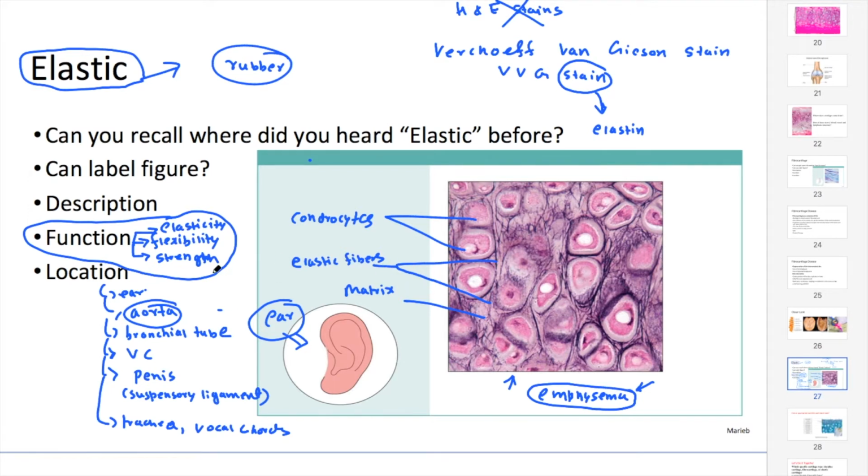But the idea here is elastic fibers are widely distributed like other fibers also, and these elastic cartilages basically form the framework. And what I mean by framework is that in some places they're really needed, wherever you need flexibility, wherever you need elasticity or any type of strength, you always look for these elastic fibers. That's the main idea here.